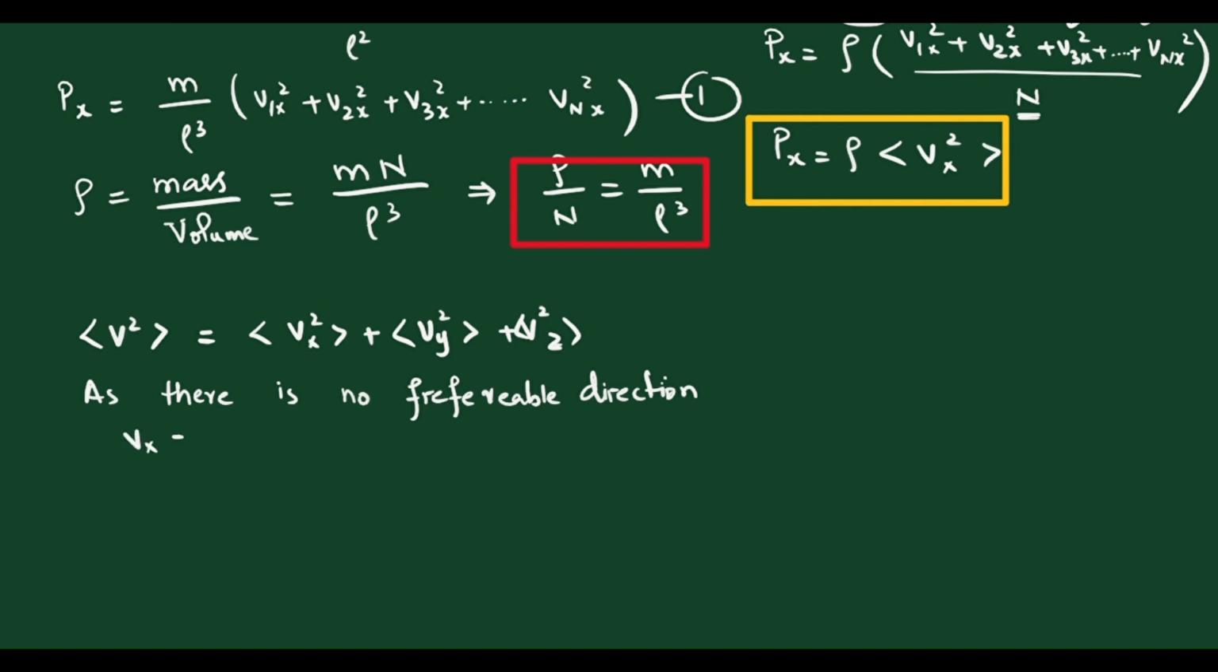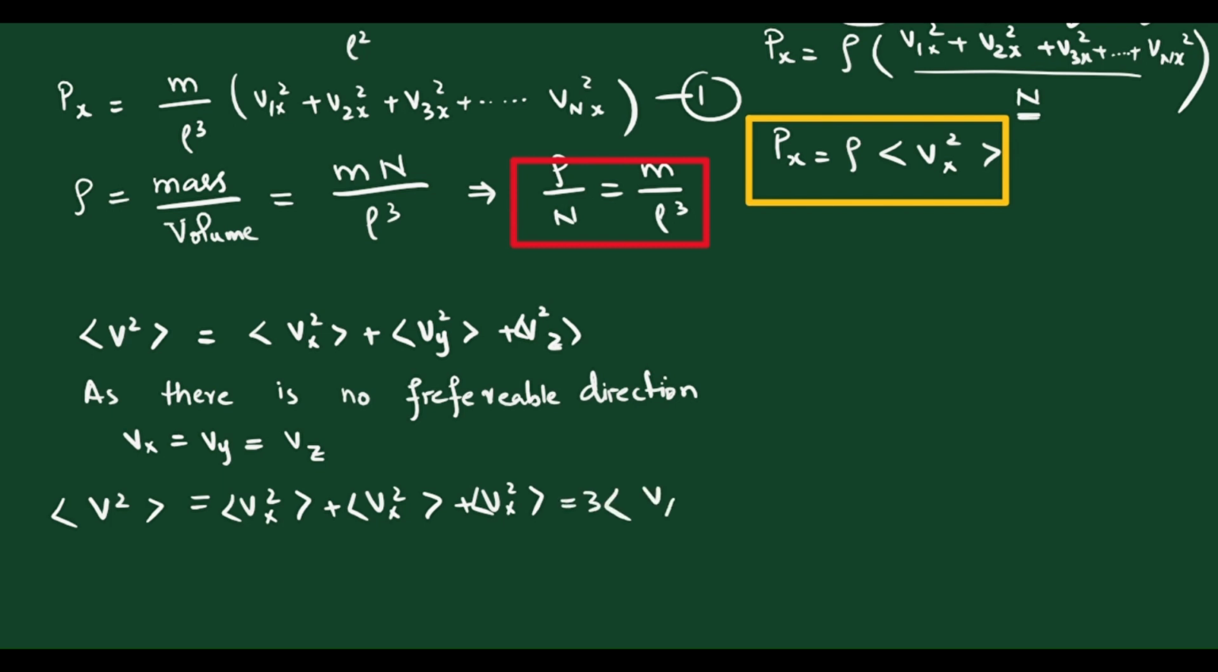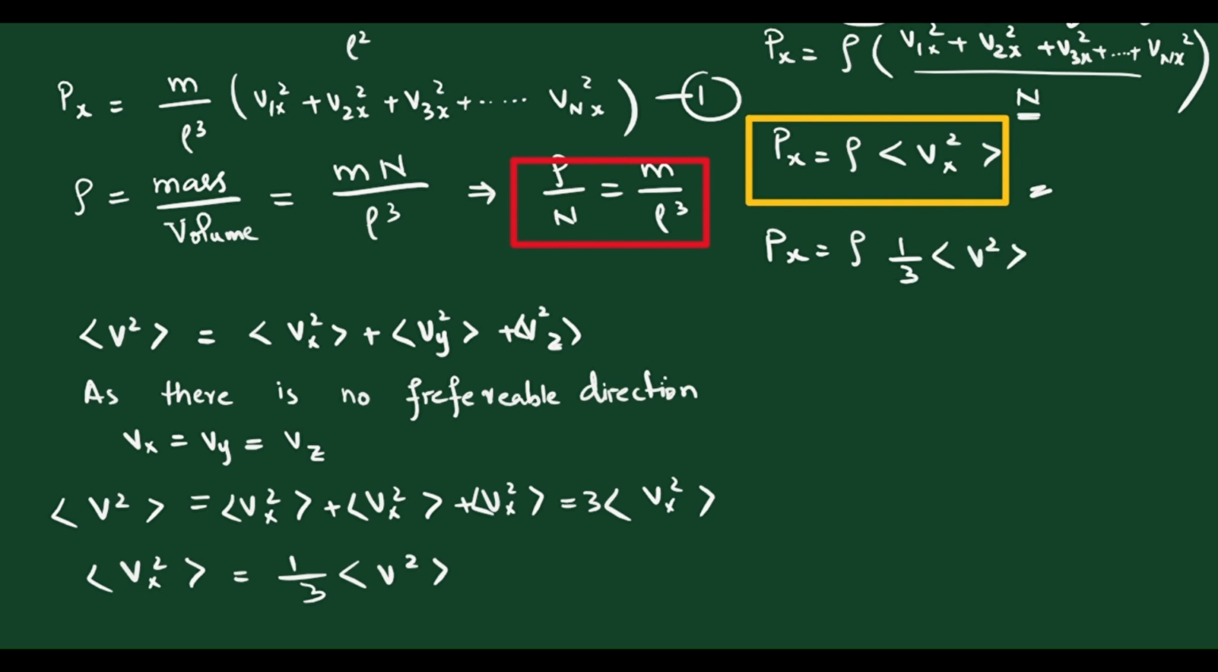So vx will be equal to vy will be equal to vz. In our relation, v square average will be equal to vx square average plus vy square average plus vz square average, which is equal to 3 times vx square average. And the vx square average will be equal to 1 by 3 of v square average. We plug this relation in our result for Px. Now we will find Px is equal to density into 1 by 3 into v square average.